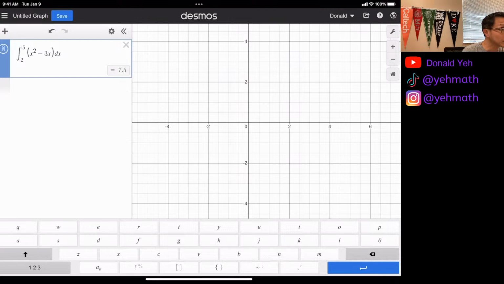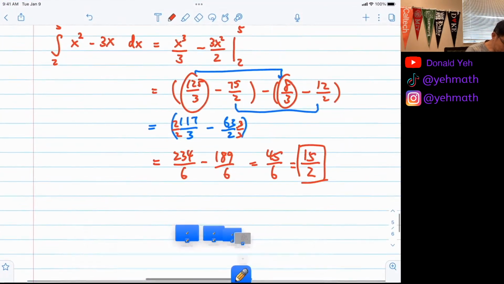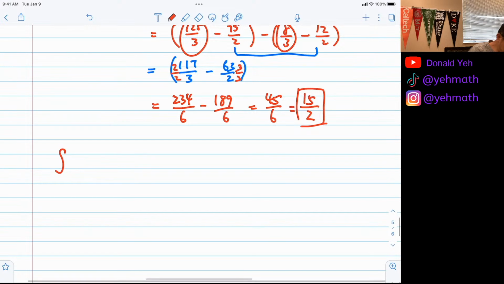Are we okay here? Okay, we're going to let you try one. The integral between, I don't know, 1 to 4 of 4x squared minus 5x dx.